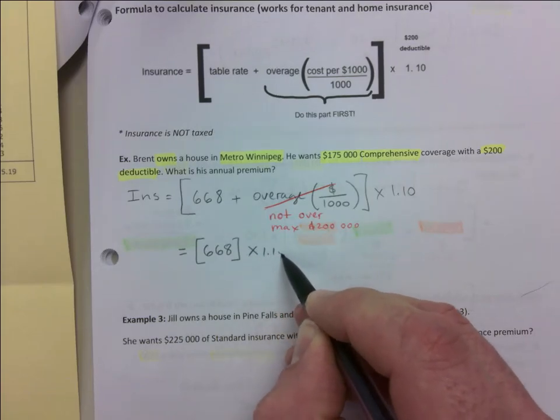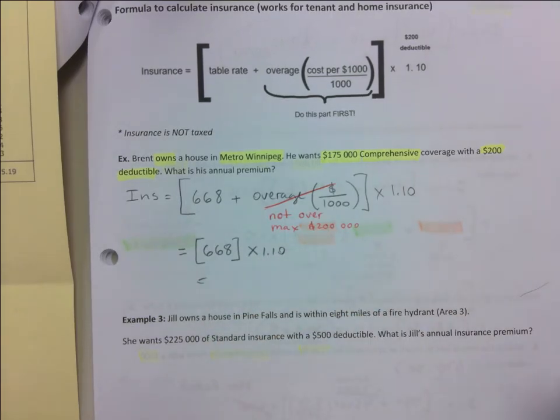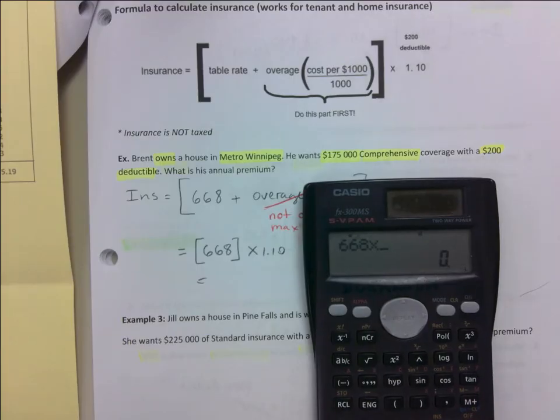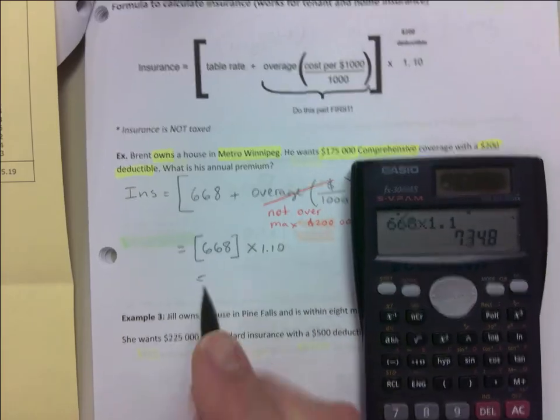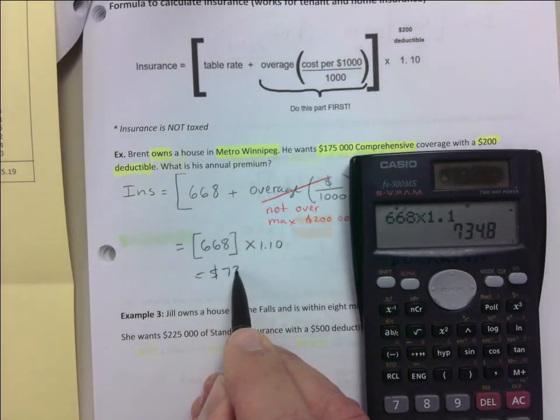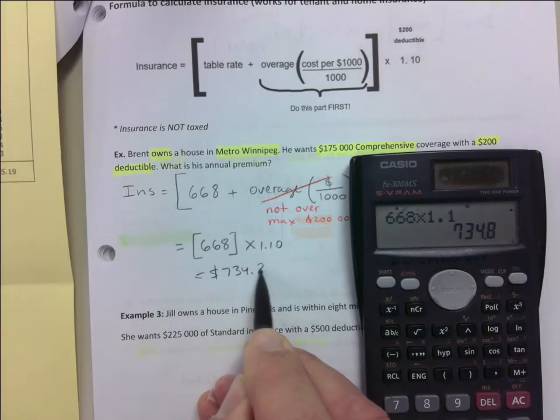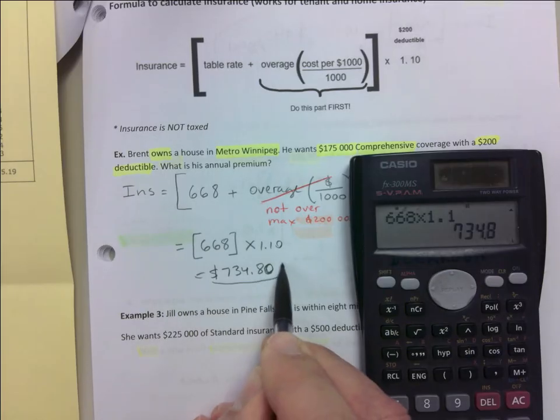Multiply that by 1.10. That is $734.80. Please don't forget to go 80 when it's dollars. You need to have the 80 cents there.